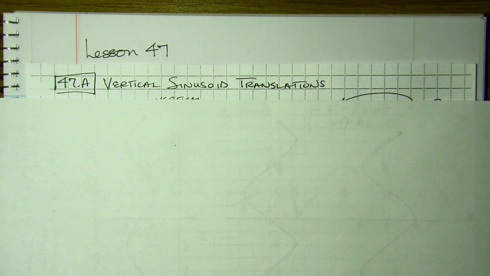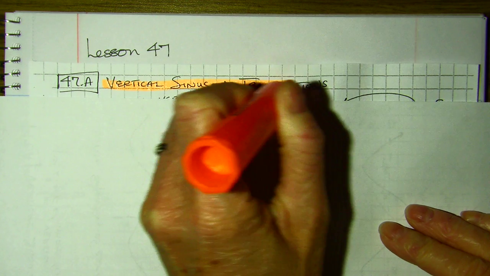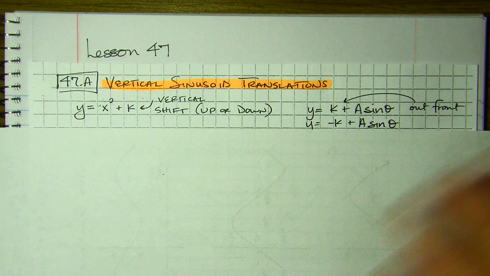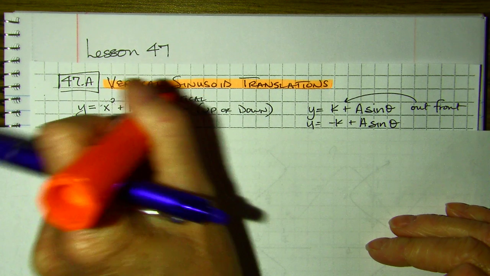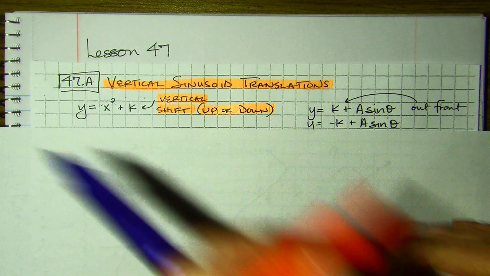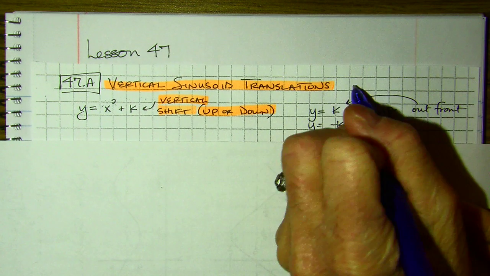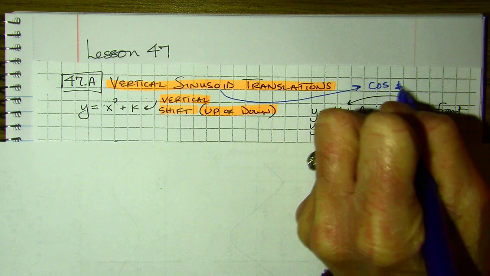And the Trig book is really slow. It does one transformation at a time. So in 47.A, we're looking at vertical sinusoid translations. Remember, a sinusoid can be both cosine and sine. So vertical translations, you've seen them before when it comes to quadratic, but a vertical shift shifts our graph up or down.